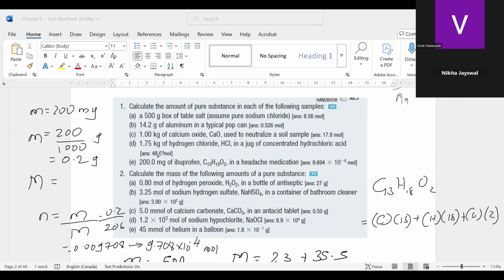Why? Let me explain. Can you see how many figures are over here? Four significant figures. Because your question has four significant figures, your answer has four significant figures. Hold on, I'm writing it down.